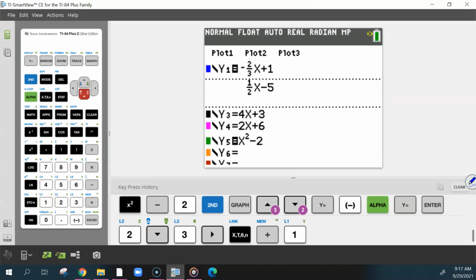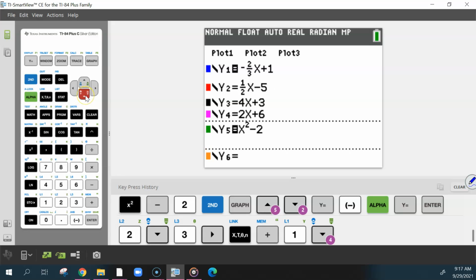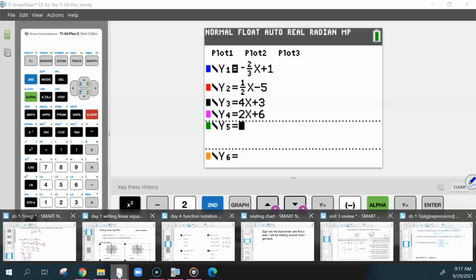So I'm going to put all 4 of them in the calculator instead of trying to do them each by hand, just because that would be time consuming. I just need to remember which one is which. So this one is blue, red, black, pink. I'm going to put that up here.